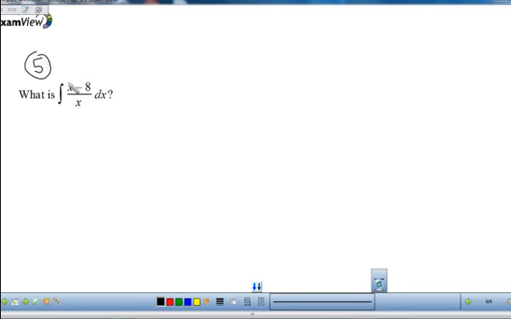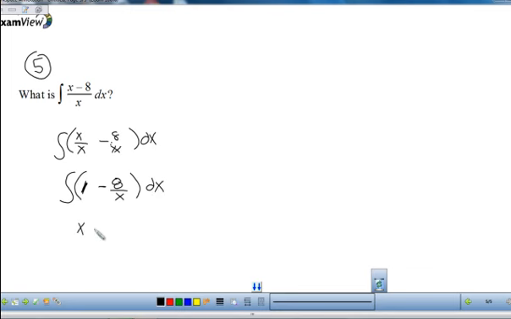Okay. So what is the antiderivative of (x minus 8) over x? I need to separate these first. I need to write them as two fractions instead of one. Do a little bit of algebra first before I find the antiderivative. So I get the integral of 1 minus 8 over x dx. The antiderivative of 1 is x. I'm going to bring the negative 8 down. The antiderivative of 1 over x is ln of x. And don't forget your plus c.